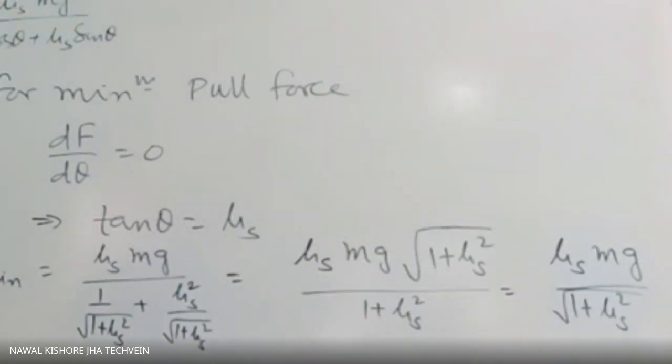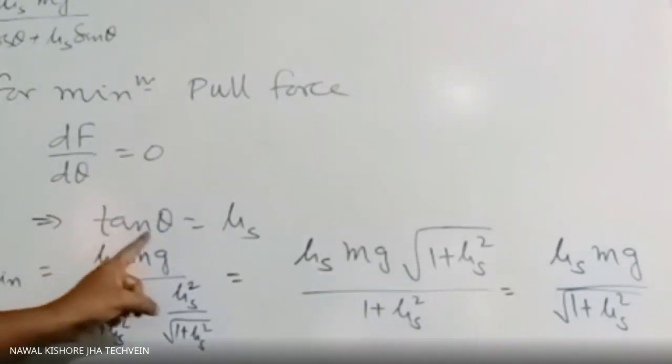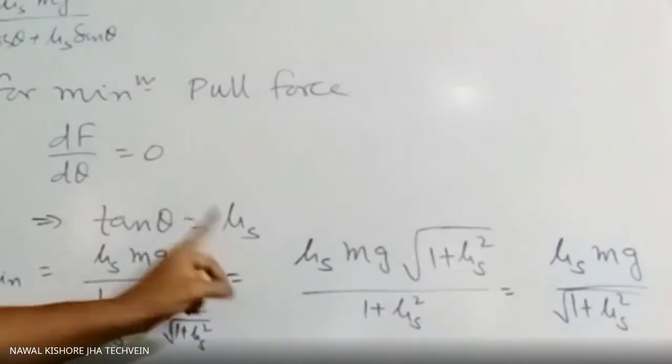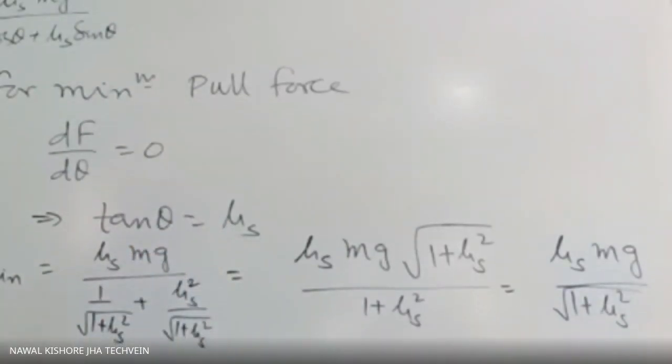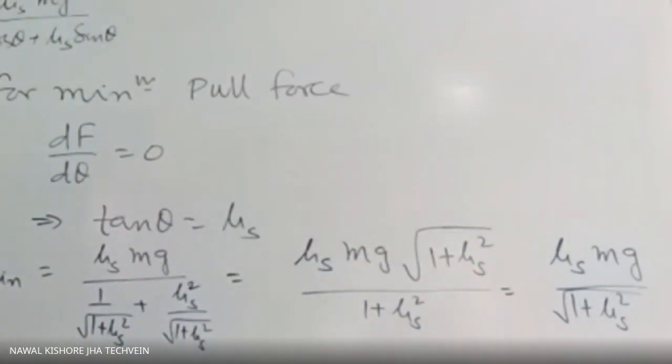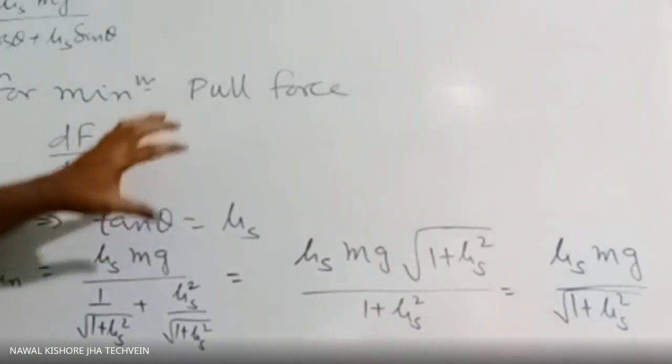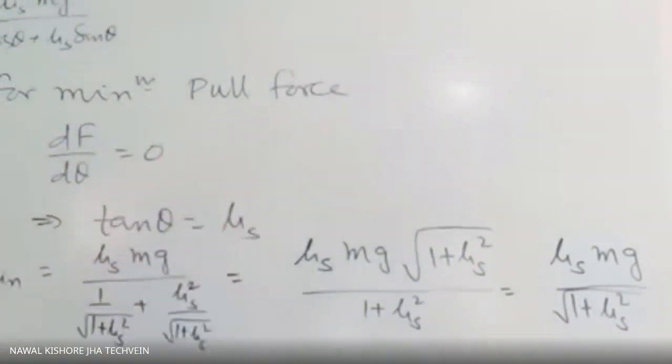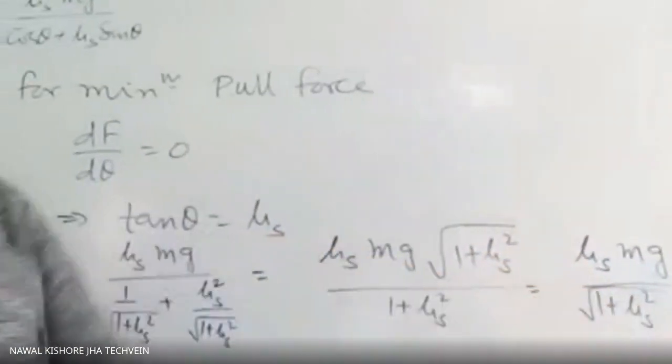So this is the minimum force required to pull the object, and for that, theta will be tan inverse mu s. So when the force is applied at this much angle, that is angle of repose or angle of friction, then we can pull the object by applying minimum force, and this will be the minimum force.